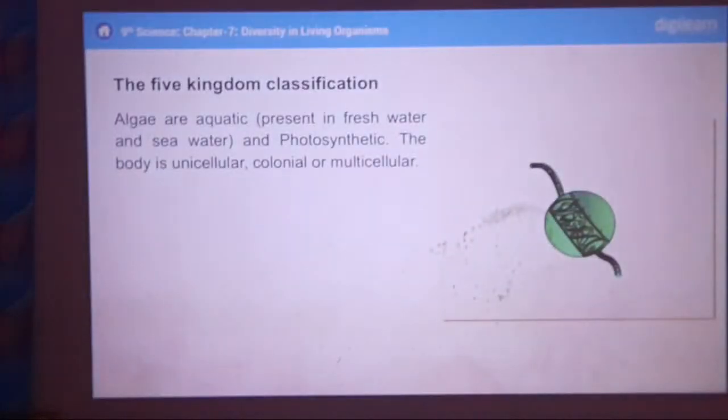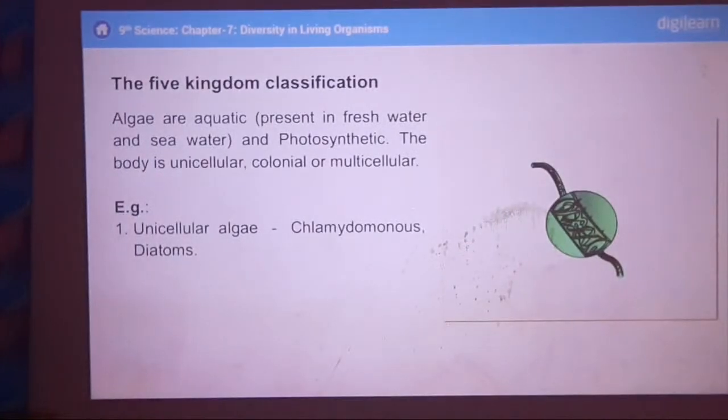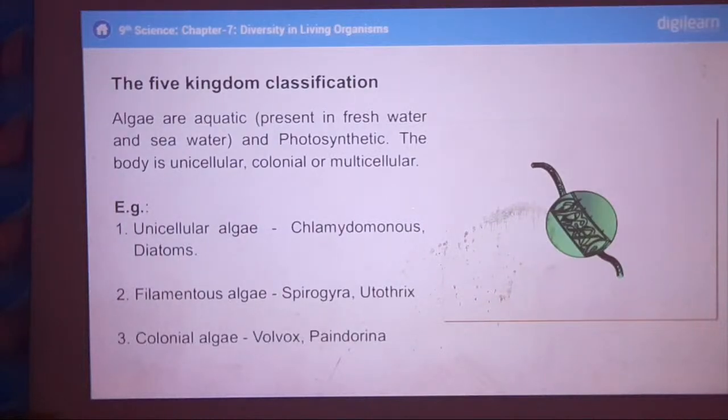Algae are aquatic, present in fresh water and seawater, and photosynthetic. The body is unicellular, colonial, or multicellular. Examples of unicellular algae are Chlamydomonas and diatoms. Of filamentous algae are Spirogyra, Ulothrix. Colonial algae examples are Volvox and Pandorina.